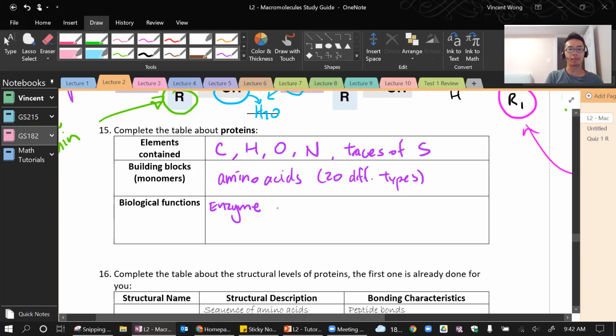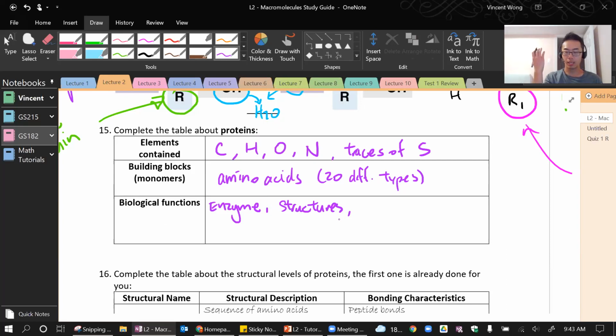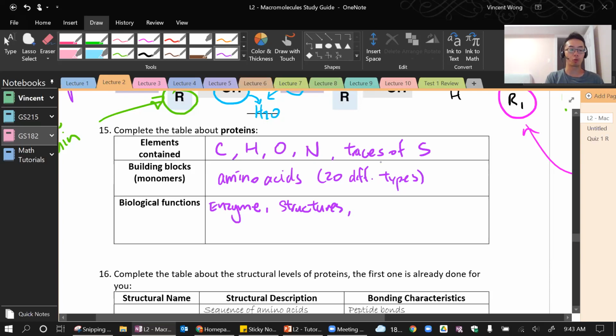Biological function, enzyme. Enzymes help catalyze reactions. It speeds up chemical reactions in the body. We also need protein for structures. Your muscle is actually made up of proteins. Your hair is made of proteins. Your fingernails are made of proteins. Horns, we don't have horns, but if you think about animals, those horns are made up of proteins as well.